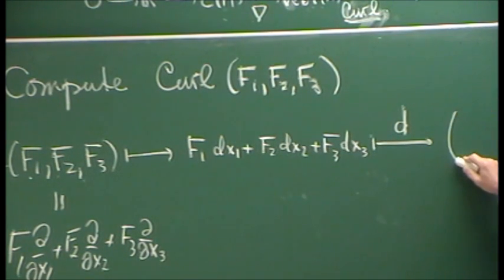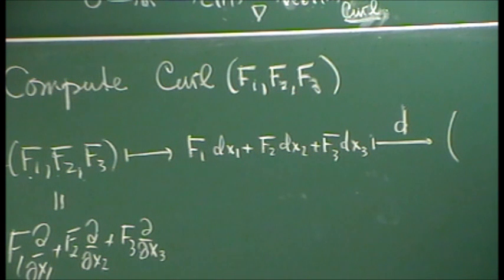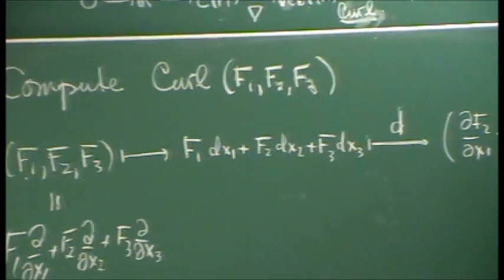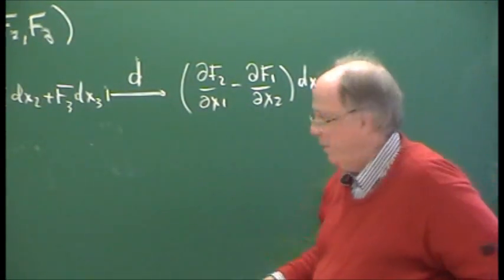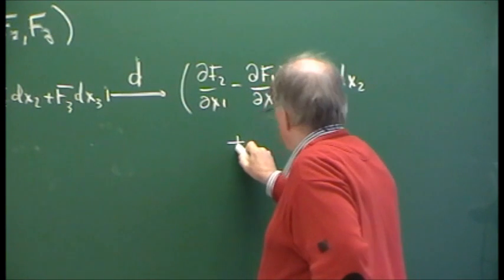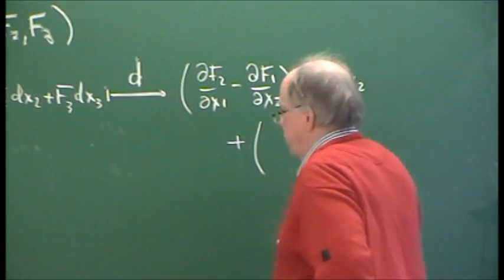So let's see what this is. I take this. What is the coefficient of dx1, dx2? It's partial f2 x1 minus partial f1 x2, right? dx1 dx2. Yeah? And now I have to get another. What's the next coefficient, of dx1 dx3?